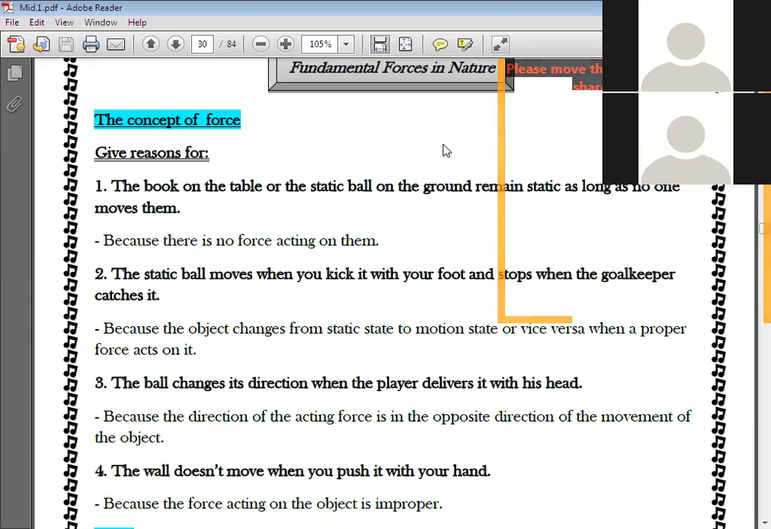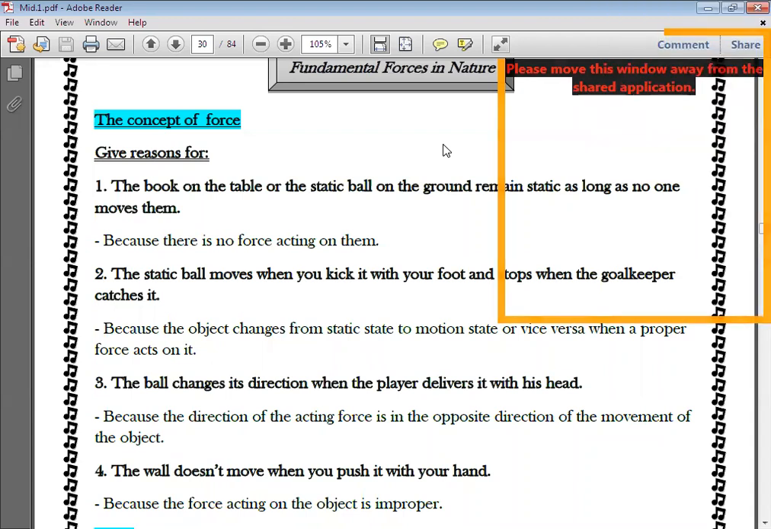The ball changes its direction when the player hits it with his head, because the acting force is in the opposite direction of the object's movement. So the conditions of the force: number one, the force must be proper to change the state of the object. Number two, to change the direction of the object, the force must be in the opposite direction.